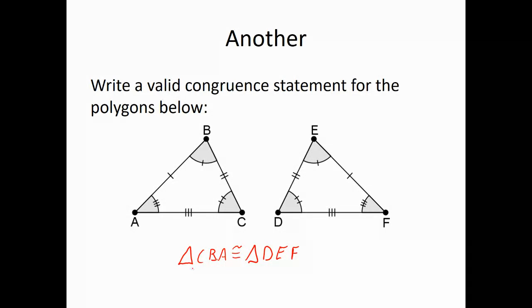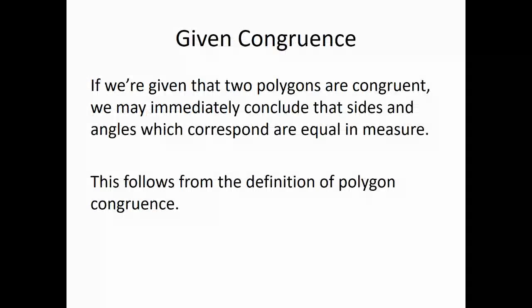So if we call the first CBA in this congruent statement, we must call the second DEF. Now, let us say that we know somehow or another that two polygons are congruent. Perhaps we're given that, perhaps that's a statement that we reach in the course of a proof. We may then immediately conclude after that sides and angles which correspond are equal in measure. Of course, just by the definition of polygon congruence.